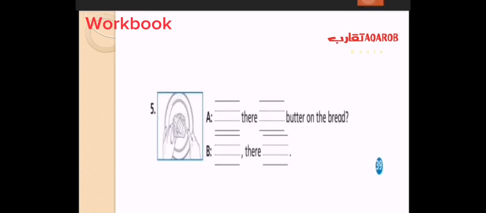The last one. We will use is because we ask about butter and this is an uncountable noun. Any here because this is a question. So, is there any butter on the bread? What is the answer?